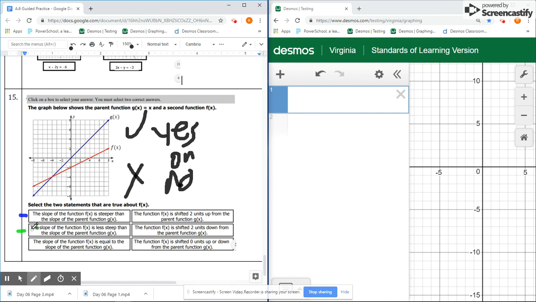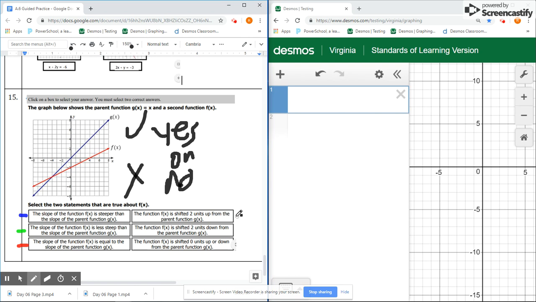Okay, second one. The slope of the function f of x, so the red, is less steep than the slope of the parent function, so the g. Is the red function less steep than the blue function? So what that means is, does the red function have a smaller slope than the blue function? Yes or no? Okay, third option. The slope of the function f of x is equal to the slope of the function g of x. So does the red function have the same slope as the blue function? Are they equal slopes? Yes or no?